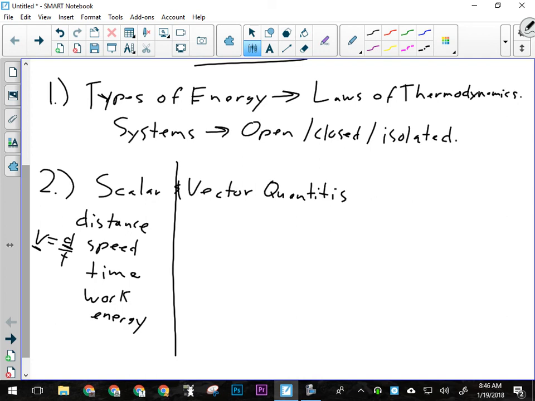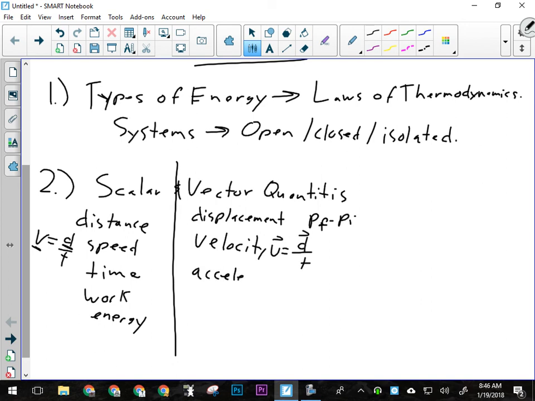And then for our vector quantities, that was going to be displacement, final position minus initial position, velocity, which was displacement over time, and acceleration. And we only talked about it briefly, and it won't be on the final, but force was also a vector quantity. The only place where force would be part of a work energy theorem question.